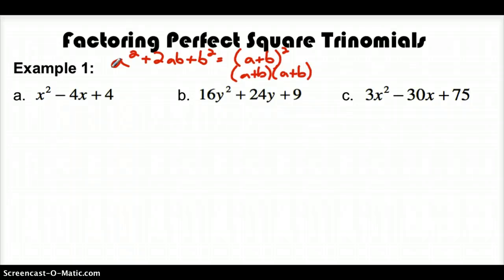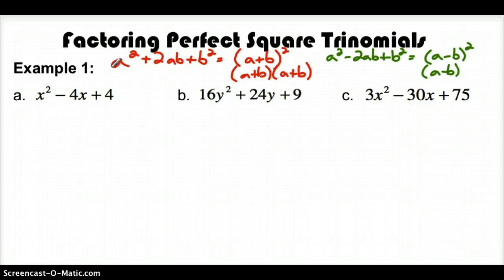Our other perfect square binomial was just slightly different. It's when we had a squared minus 2ab plus b squared, right? And when we factored that, we'd end up with this pattern of (a minus b) squared, or in other words, (a minus b) times (a minus b). Are those two quantities being multiplied by each other?